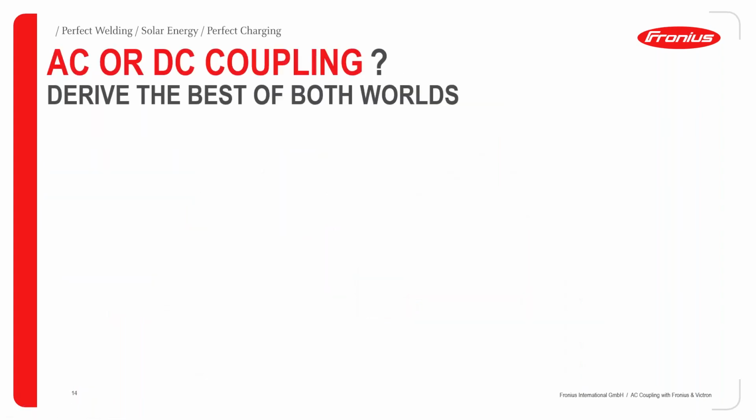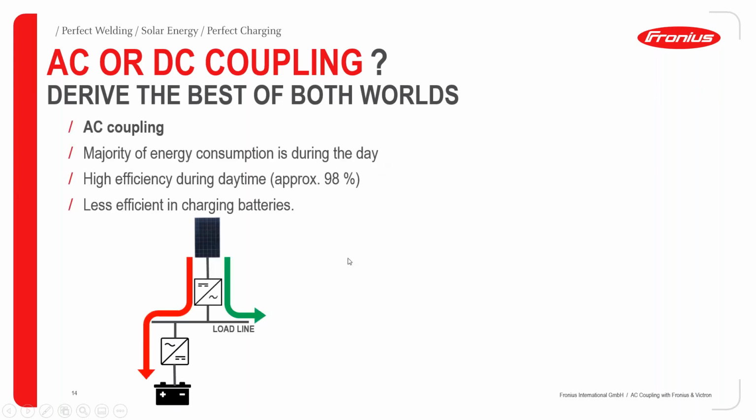So continuing, you might want to ask the question, which is preferable, AC or DC? Well, I would say we derive the best from both worlds, like I said earlier. So we'll be looking at some features of AC coupling and some features of DC coupling, and seeing the reason why it is best to combine both. So for AC coupling, the majority of energy consumption is during the day. Of course, it has high efficiency during daytime, approximately 98%, in supplying the load line.